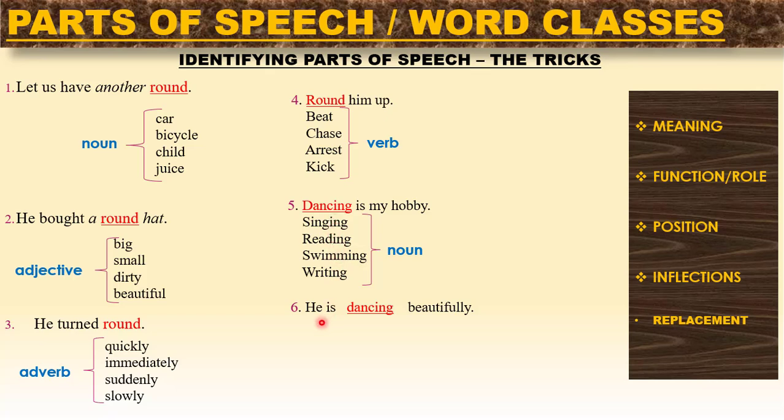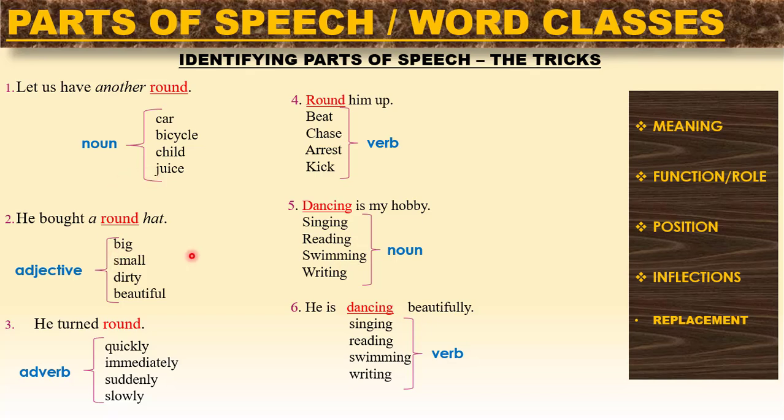In the sixth one, we have the same dancing. Let us see the word class. He is dancing beautifully. Over here, is it naming an activity? No. It is telling us an action that is being performed by a subject. So, it is an action word. We can replace it with other words such as he is singing beautifully, he is reading beautifully, he is swimming beautifully, he is writing beautifully. So what will be the word class of these words over here? It will be a verb because it is expressing an action. Therefore, one word can belong to different parts of speech based on its role in the sentence.